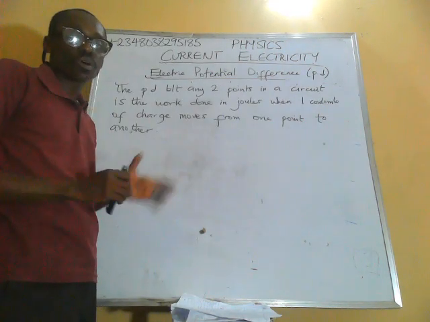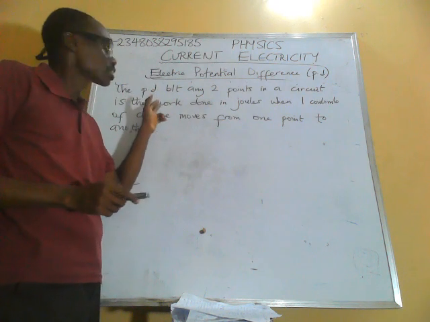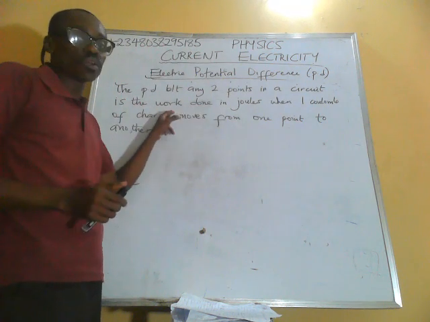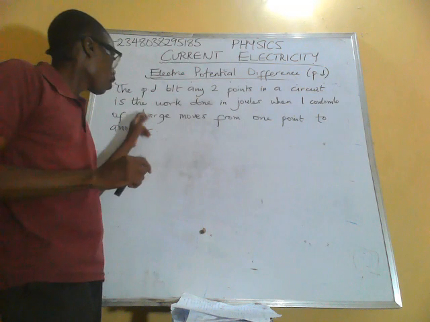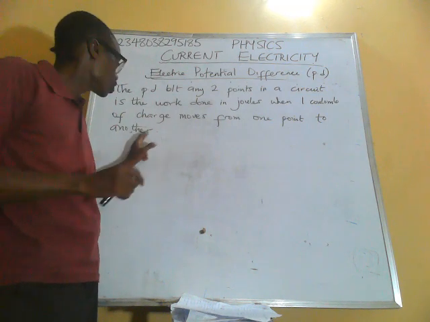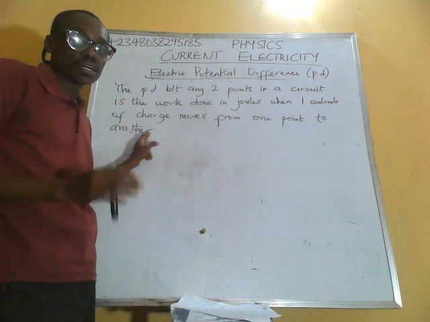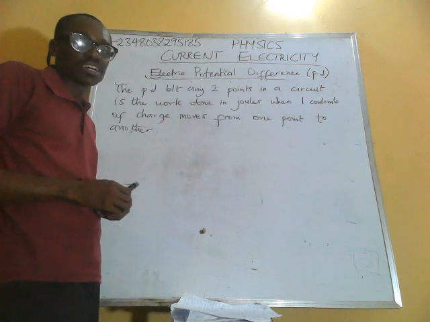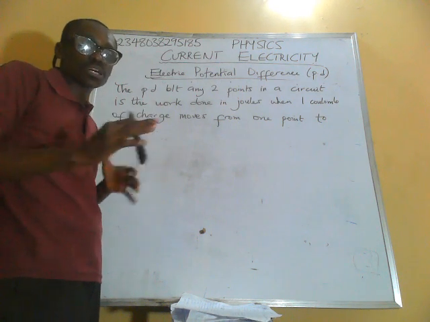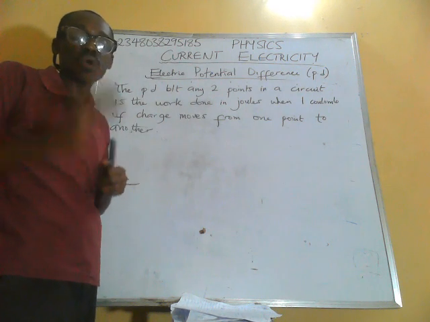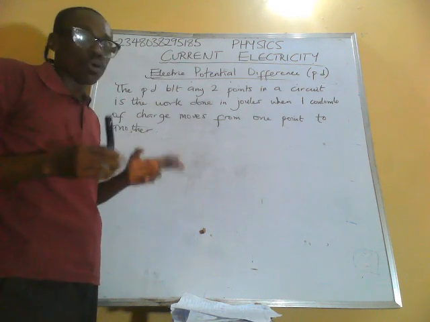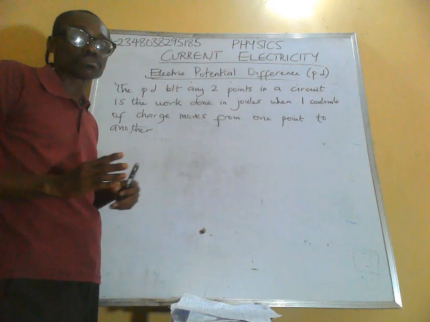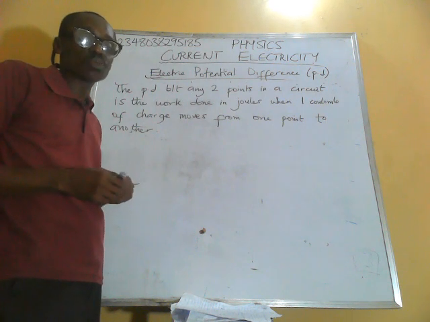So the definition we have here for potential difference is: the potential difference between 2 points in a circuit is the work done in joules when one coulomb of charge moves from one point to another in that circuit. Potential difference can only occur between 2 points. So this is an alternative definition of potential difference.